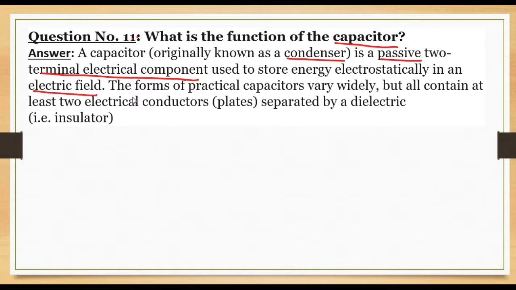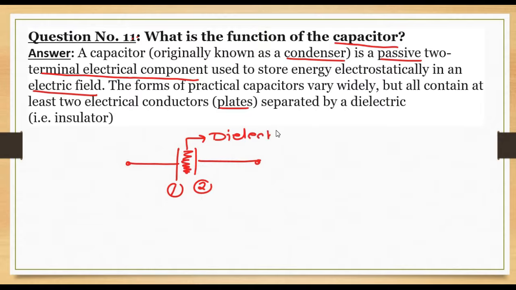form of electric field. The forms of practical capacitors vary widely, but all contain at least two electrical conductors that are plates separated by a dielectric medium. So the capacitor consists of at least two conducting plates. This is plate 1 and this is plate 2, and this is separated by a medium that is known as dielectric medium. And this is terminal number 1 and this is terminal number 2.